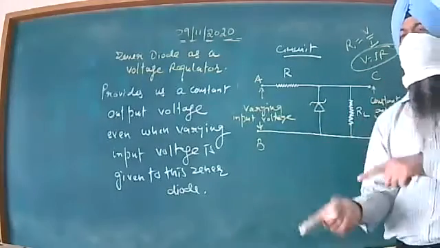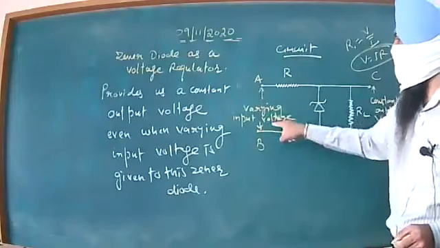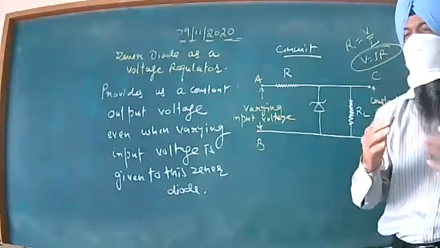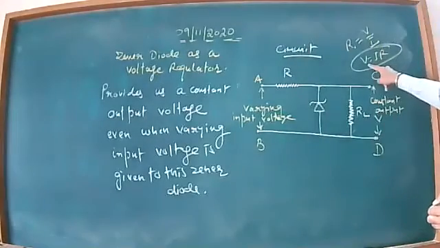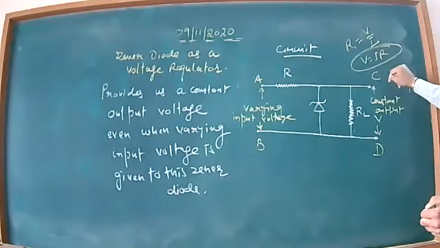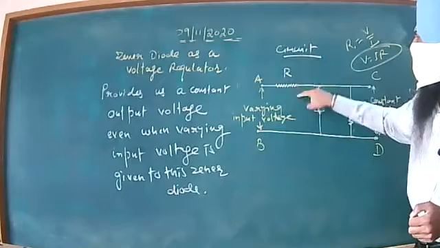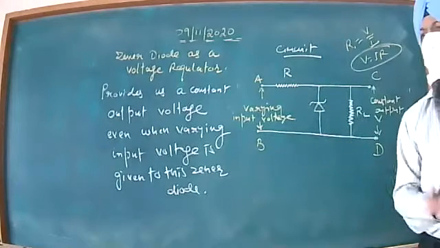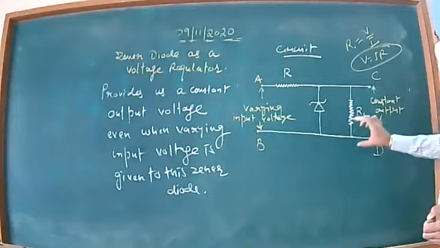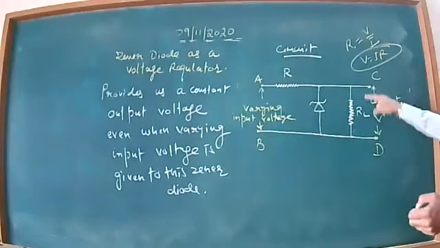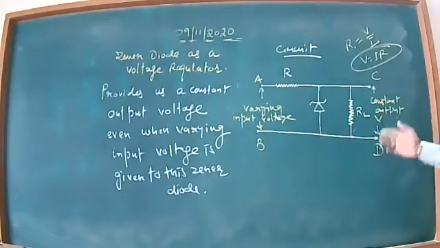Now let us come to the second option. Imagine that your input voltage, which was varying in nature, now has a high numerical value. When voltage is high, automatically the voltage drop across this dropping resistor will become high, and low voltage will be available across this Zener diode, and accordingly we will get again a constant value of the output voltage across the output terminals.